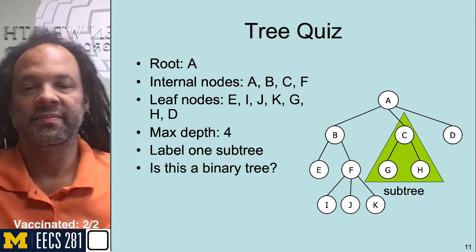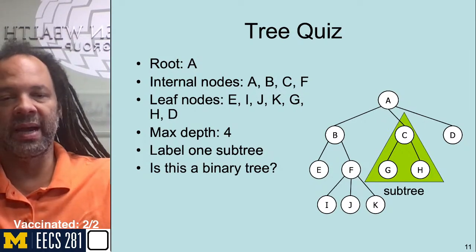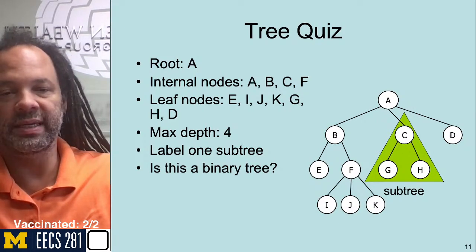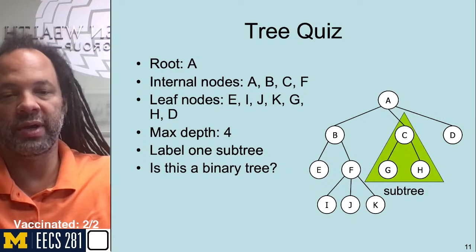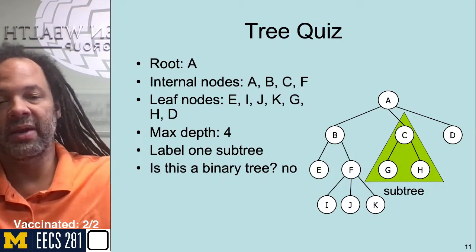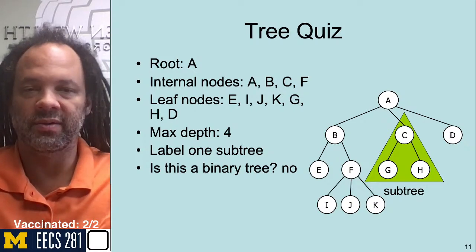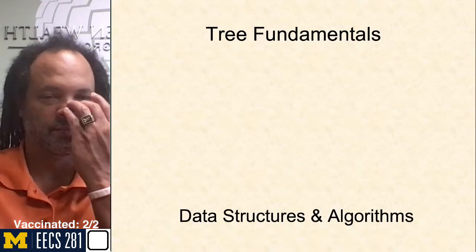Last question, is this a binary tree? And the answer is no. We've already discussed A's 3 children, B, C, and D. We also see that F has 3 children, I, J, and K. And the definition of a binary tree is one where no element has more than 2 children. So this is not a binary tree.